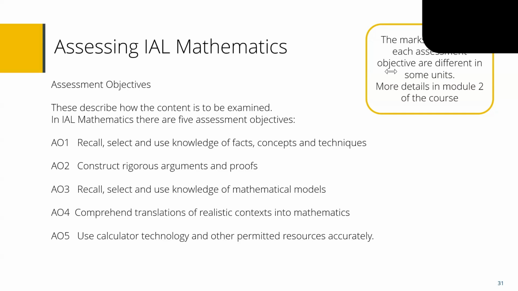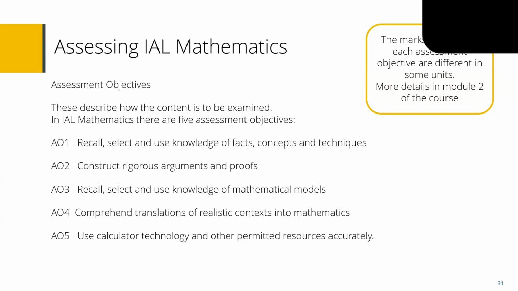Now, the marks assigned to each assessment objective are different in some units. We'll explore this further in module 2 of this course, which is coming up later on this month. The other thing to mention is that assessment objective 1 in Pure 1 is only allowed to deviate narrowly from a target in each paper, and that's to ensure the consistency of what is being tested. And again, I'll cover this more in module 2.